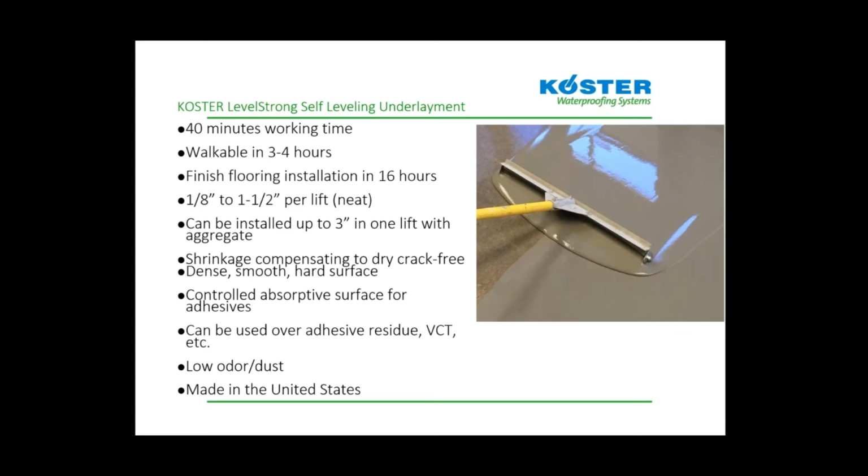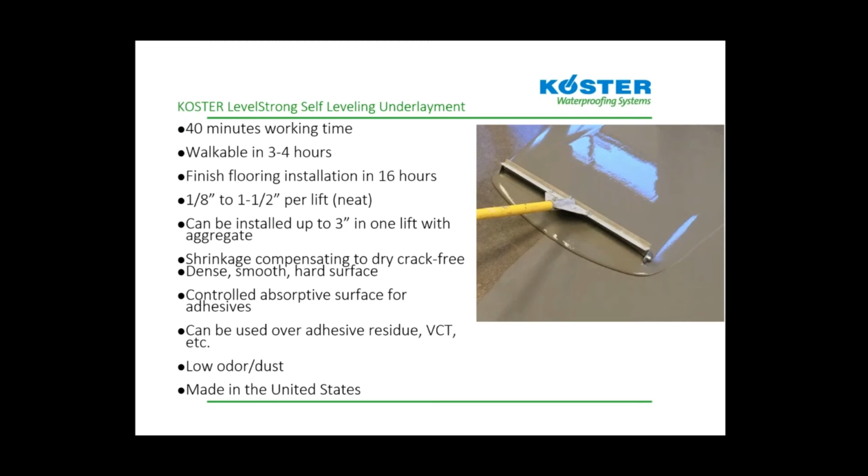It's shrinkage compensating, so it dries crack free, and it gives us, again, the dense, smooth surface and the controlled absorptive substrate for adhesives. What we say about that controlled absorptive substrate is that a lot of adhesives are water-based or need to flash off or dry out. If they're installed directly over the non-porous moisture mitigation coating, they won't be allowed to dry fully, and they're not suitable for that installation.